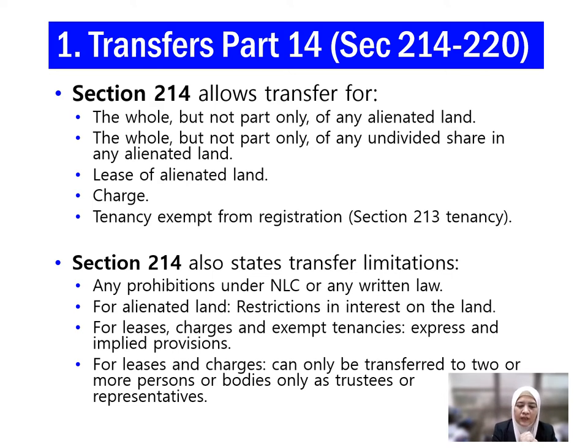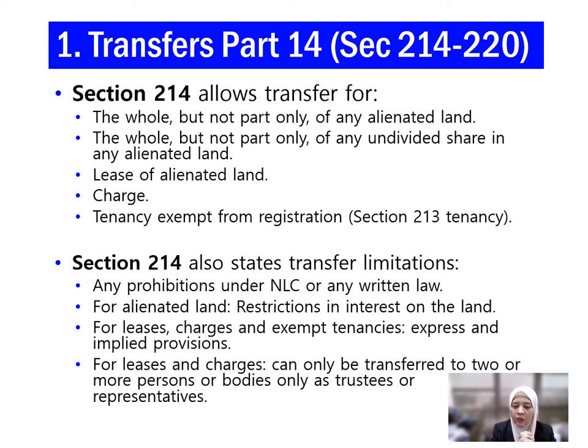You see there? Okay, now section 214 also states transfer limitations. So what are the limitations to transfer? One, any prohibition under the National Land Code or written law. Now remember section 205 sub 3 just now? A transfer is not allowed if its effect will result in the land being less than 2/5 hectare. That is one example of a prohibition. As for any written law, for instance, a Malay enactment, you are prohibited from transferring your land to a non-Malay. In the case of Kelantan, which is very specific, you cannot transfer the land to any non-Kelantanese, for instance. So those are the prohibitions there.